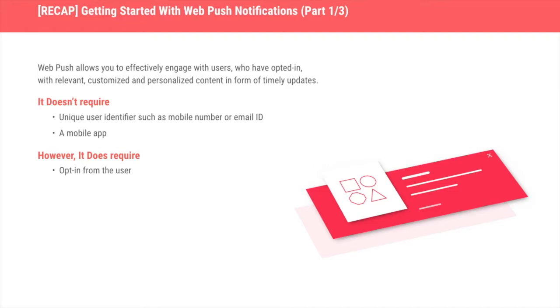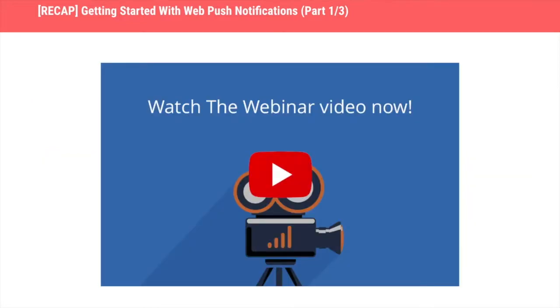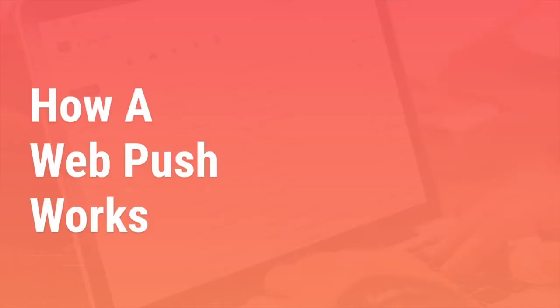You also don't need their private identifiers like a mobile number or email ID, but it does require opt-ins from the user. And all of this is initiated from your website. That's why it's called web push notifications. You can watch the video of the previous webinar by clicking on this link here on the slide. You can just go through that and get to know the basics.